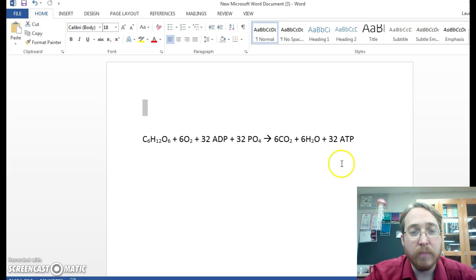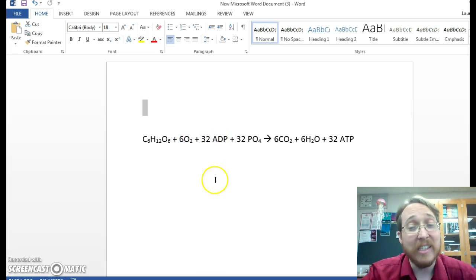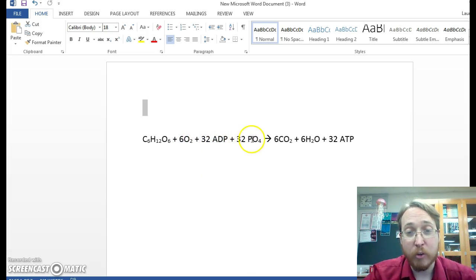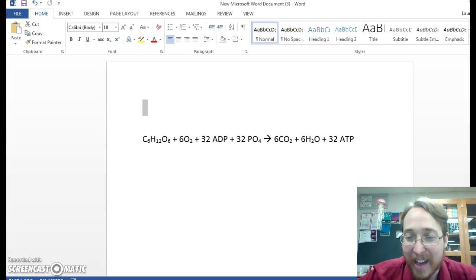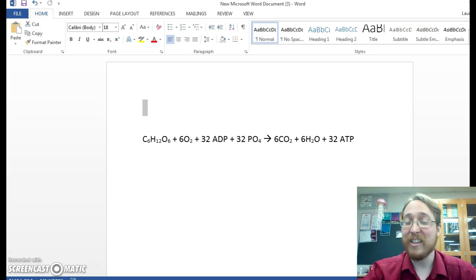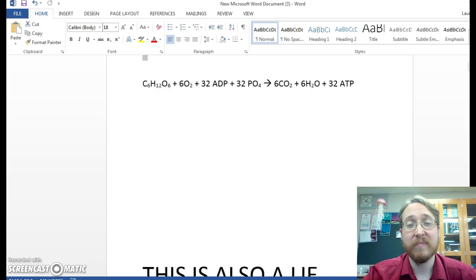So let's fix that. We have glucose, we have 6 oxygen, we have 32 ADP, we have 32 phosphates, PO4, phosphorus surrounded by 4 oxygen, and then we yield 6 carbon dioxide, 6 water, and 32 ATP. Well now, how do we feel about that? That's much better. It's balanced. It's even on both sides. This has got to be the real reaction for cellular respiration, right?